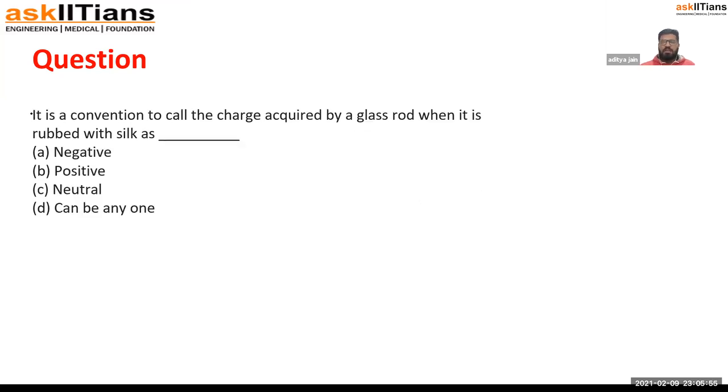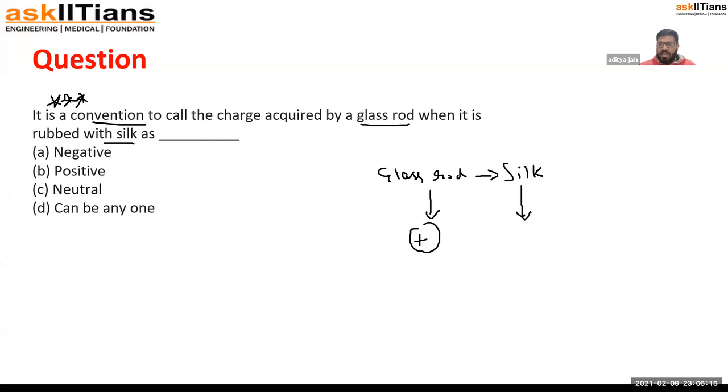Clear? Okay, next. Now this is a very factual based question. It is a convention that whenever a glass rod is rubbed with a silk cloth, the charge acquired by the glass rod is positive by convention, and the charge acquired by the silk cloth will be negative. Although both will be equal in magnitude, because this is a process of rubbing.